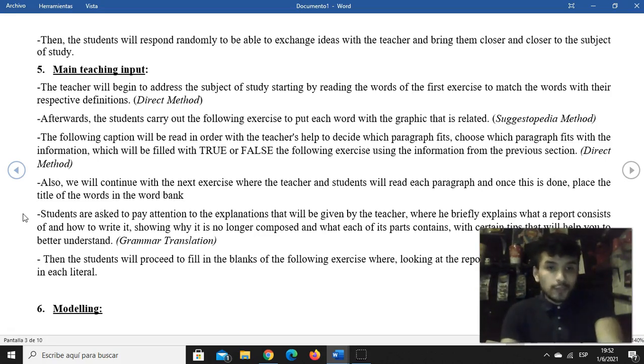Also, we will continue with the next exercise, where the teacher and students will read each paragraph, and once this is done, place the title from the word bank. Next, we are going to read the words of the word bank, and with each word we're going to fill in activity number 5.